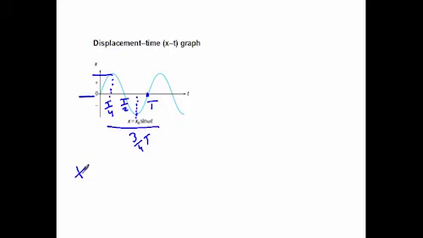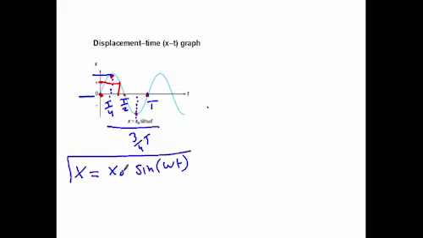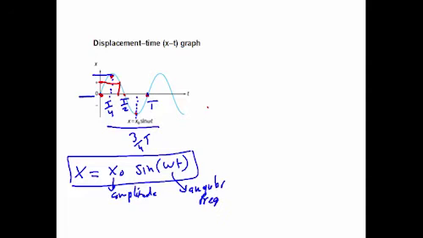Now it's very easy to get the displacement at certain points, like here the displacement is 0, maximum here, again 0 here, and so on. But what about at any other time, for example if the object is here? What about this displacement? How to get it? We have the function x equal to x naught sine omega t. This is the amplitude, and here we have our angular frequency. So at any time t, we can get our displacement x.